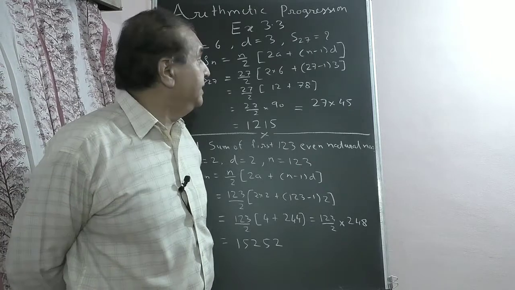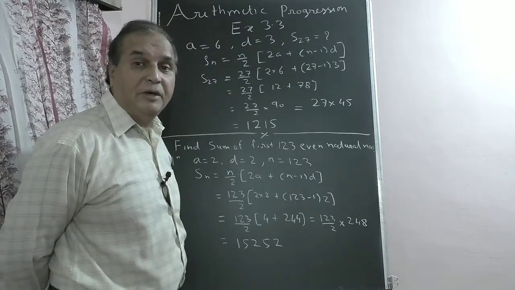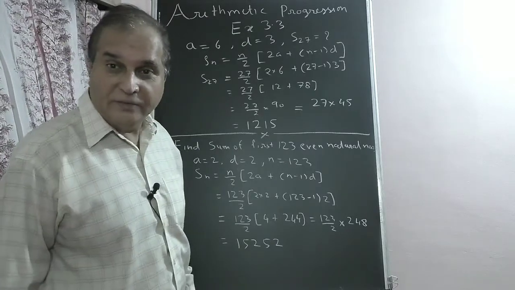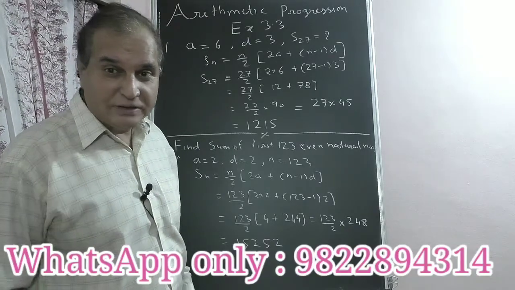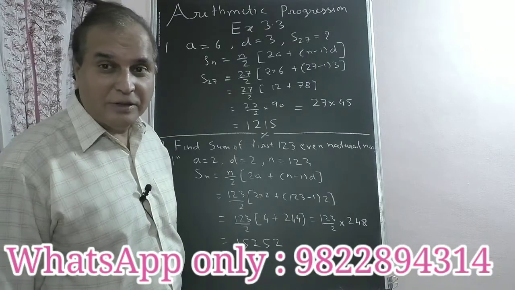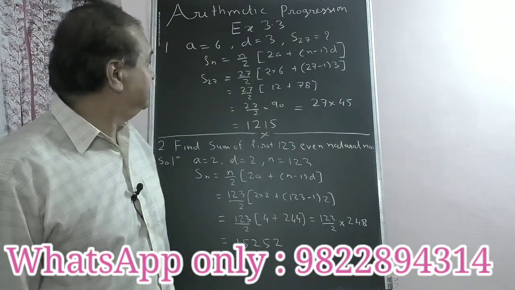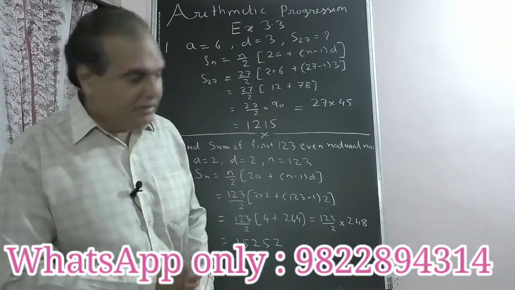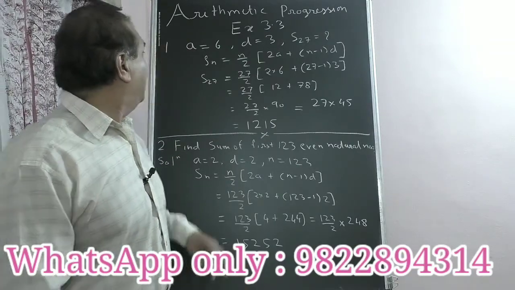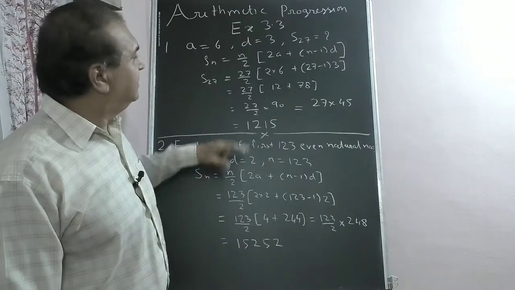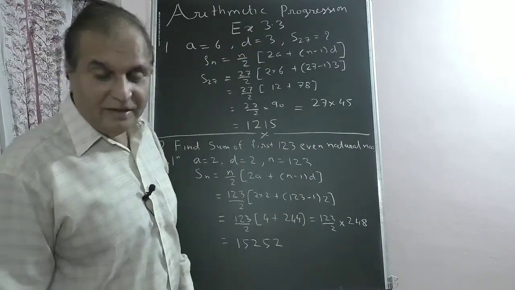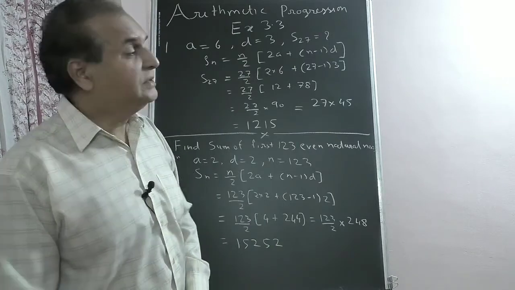Today we are starting with exercise 3.3 of arithmetic progression. First two exercises, 3.1 and 3.2, were easy. Okay. First sum, very easy sum. See, A is given, that is the first term. D is also given, 3, and S27. S is the sum of 20.